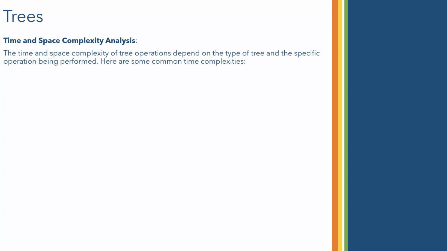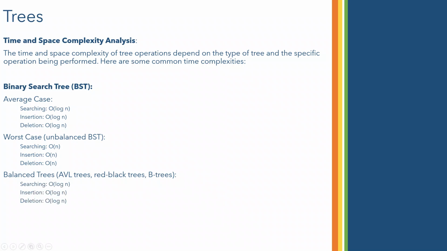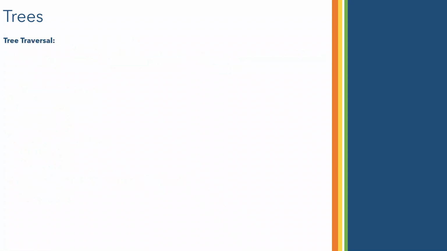The time and space complexity for these operations depend on the type of the tree and the specific operation being performed. Here are some common time complexities. For a binary search tree, in the average case, searching is O(log n), insertion is O(log n), and deletion is O(log n). In the worst case, for an unbalanced BST, it will take O(n). We'll discuss more about these in the coming sessions. In a balanced tree, all are O(log n) only.